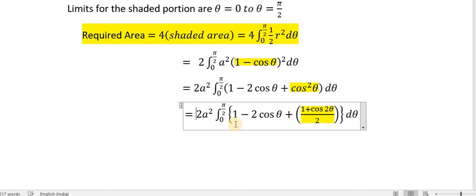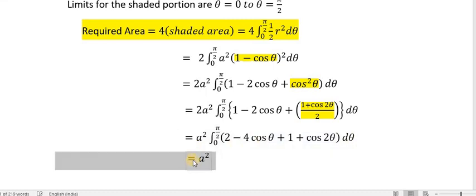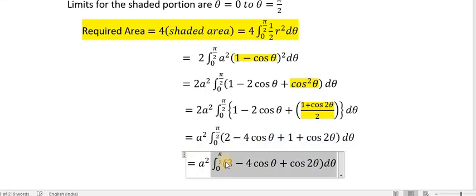Now take the LCM. So you will get 2 minus 4 cos theta plus 1 plus cos 2 theta into d theta. Now again simplifying this, we get a square into integral 0 to pi by 2, 2 plus 1 is 3, minus 4 cos theta plus cos 2 theta d theta. Now we can evaluate this integral by integrating each term separately.